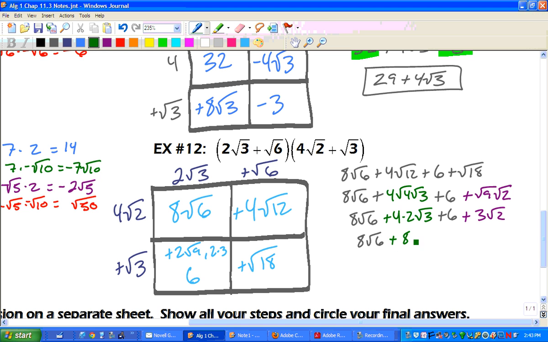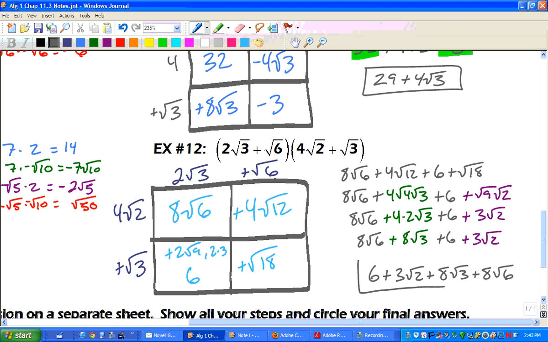Guys, the hardest part about this is just keeping all of your information together. Okay? Okay. So now that could be your final answer, but I'm going to write everything in order. So we got 6 plus 3 root 2 plus 8 root 3 plus 8 root 6. None of those are the same. So that's going to be our final answer.